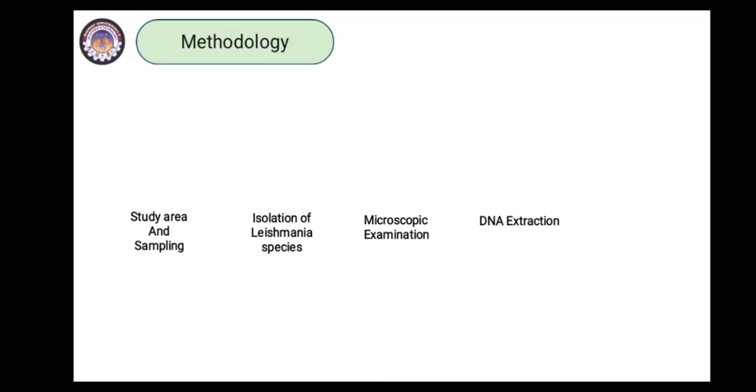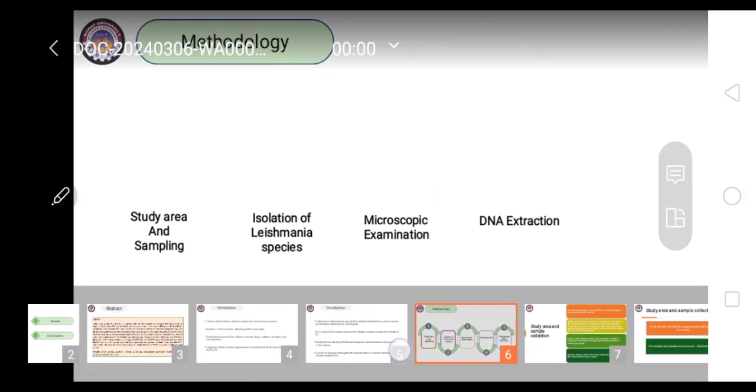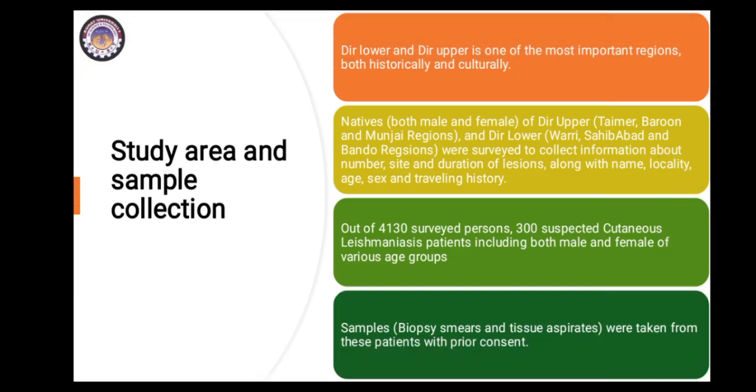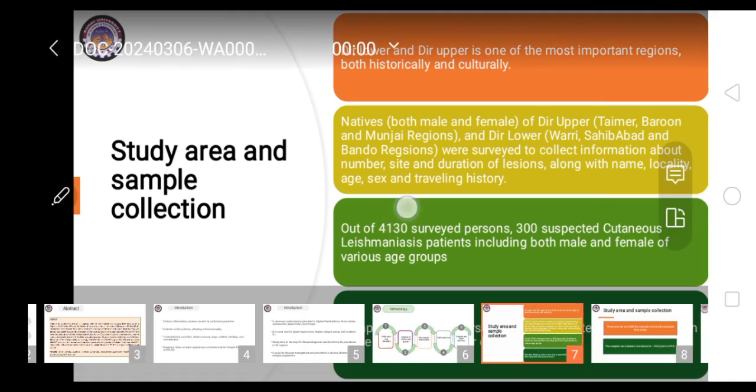Methodology: study area and sampling, isolation of Leishmania species, microscopic examination, and DNA extraction. First, study area and sample collection. Dir Lower and Dir Upper is one of the most important regions both historically and culturally. Natives, both males and females of Dir Upper and Dir Lower, were surveyed to collect information about the number, sites, and duration of lesions along with name, locality, age, sex, and traveling history. Out of 4,130 surveyed persons, 300 were suspected cutaneous leishmaniasis patients, including both males and females of various age groups. Sample biopsy, smear, and tissue spreads were taken from these patients with prior consent.